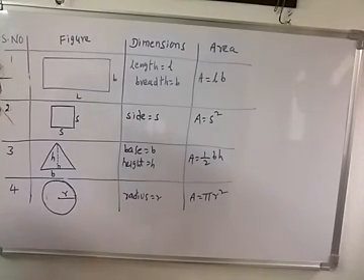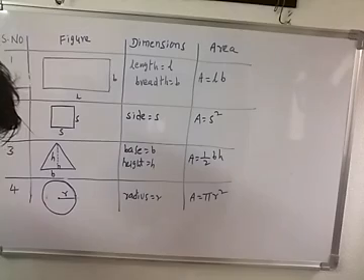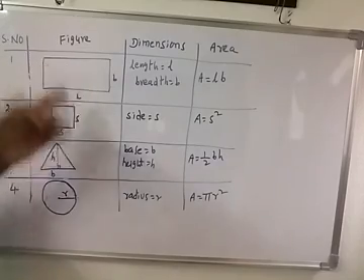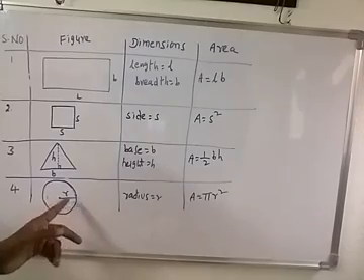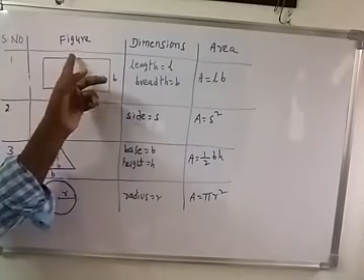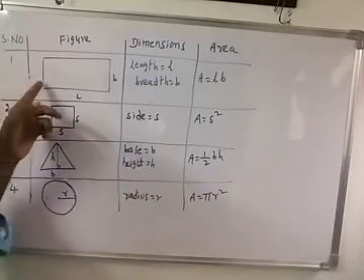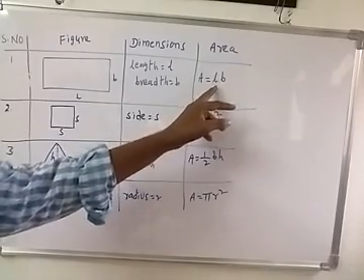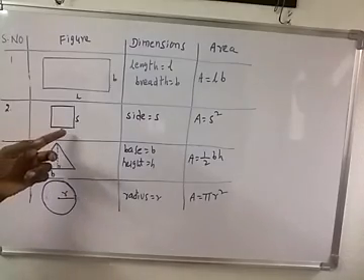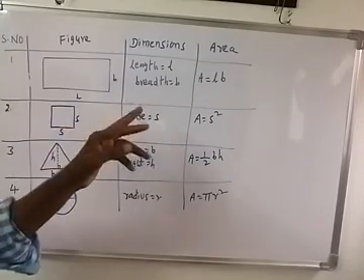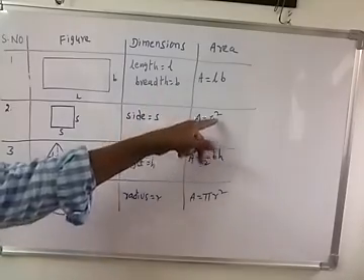Now let us recall how to find the area of the following geometrical figures. First one is a rectangle, then a square, a triangle, and a circle. If the length of the rectangle is L and breadth is B, then what is the area of the rectangle? A is equal to L into B, that is length into breadth. The side of a square is S. Area is equal to side into side, that is S square.